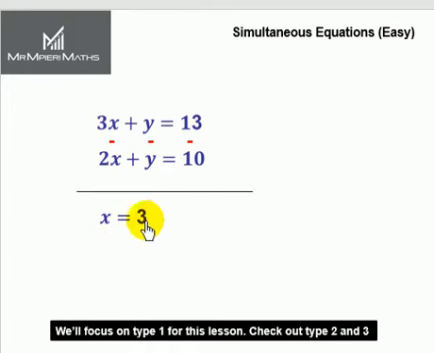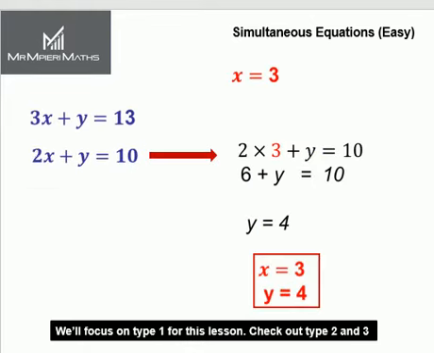When you find the value of x, you can choose any of the equations, substitute for x, and then find the value for y. I prefer the one with smaller numbers to make the calculation easy. So if I choose the second equation, 2x plus y equals 10, but we know that x is 3, so 2 times 3 plus y equals 10. 6 plus y equals 10, y has to be 4. So y is 4 when x is 3, and that is done.